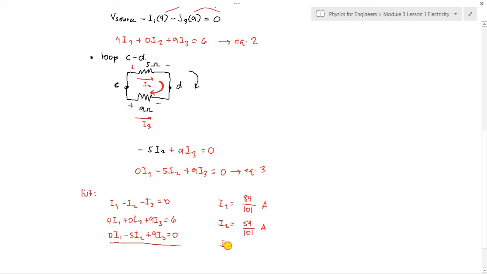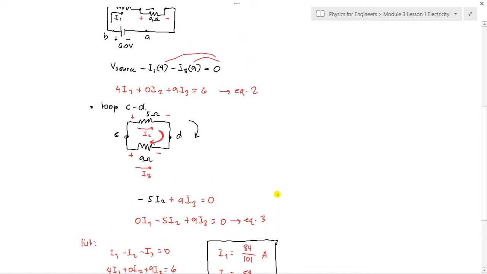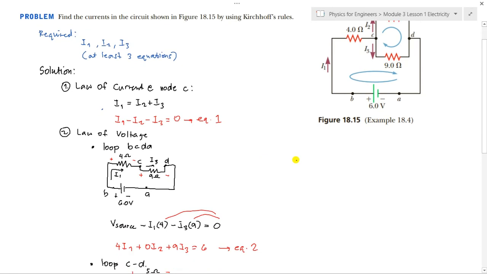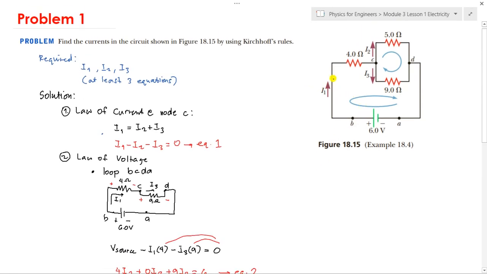I3 is equals to 30 over 101 ampere. So therefore, these are the currents that can be found in our circuit. And if our current is positive, automatically the direction that we indicated in the circuit is true, because it is positive.